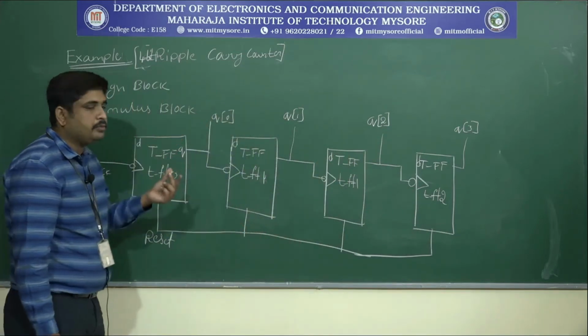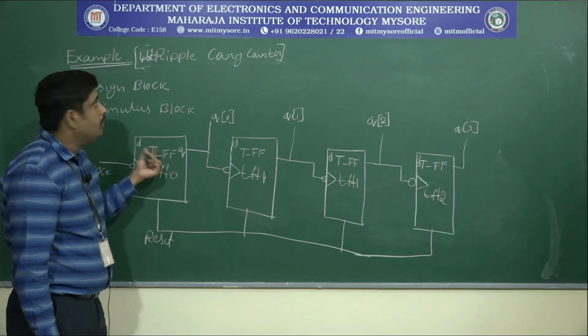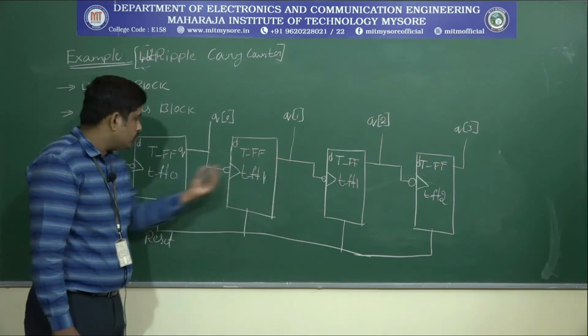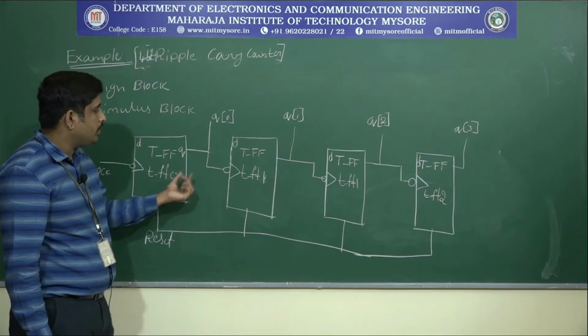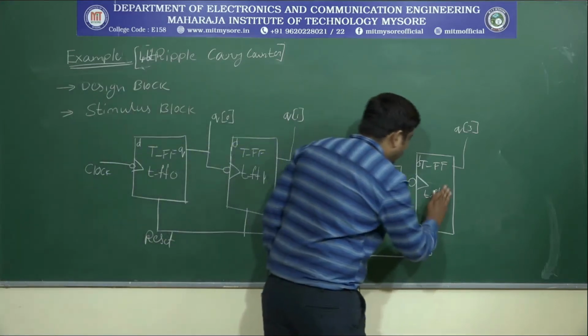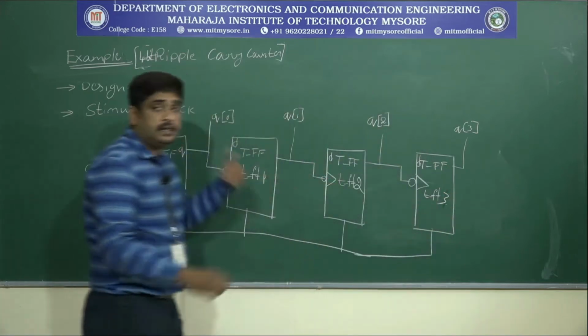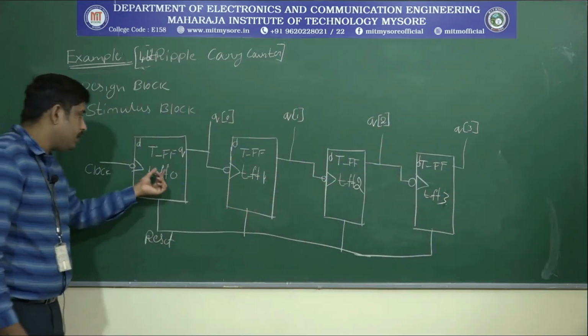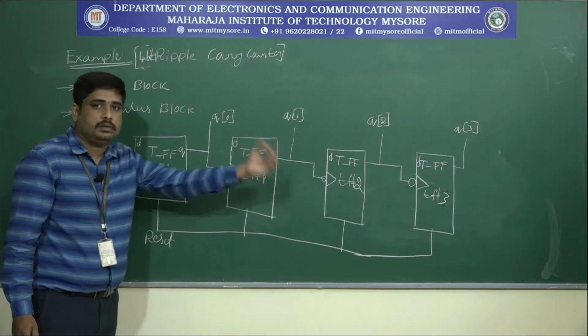Here you observe carefully, T flip flop for all the flip flops. We name them T flip flop 0, 1, 2 and 3. We will discuss in programming why we write TFF0, 1, 2, 3.